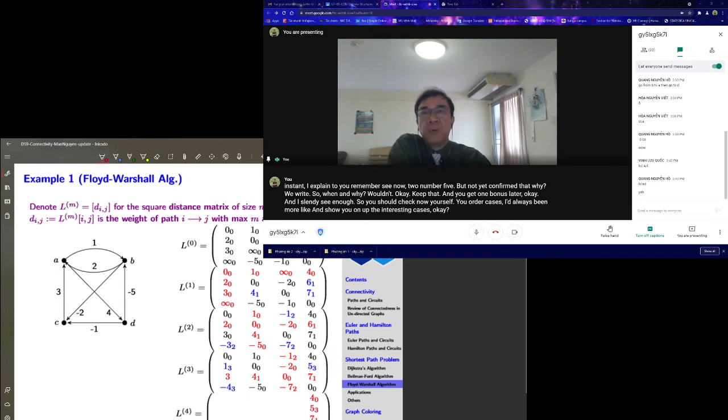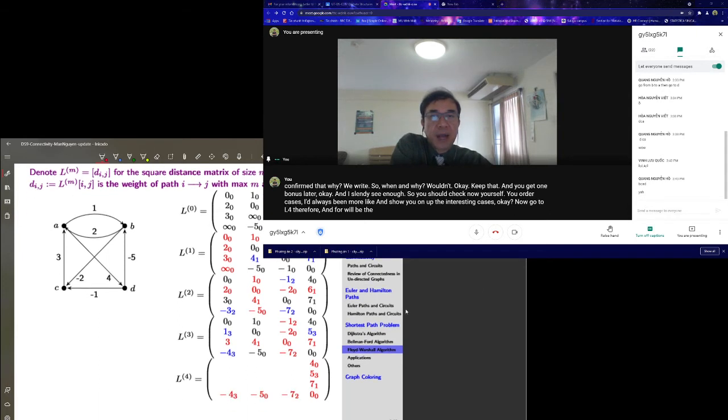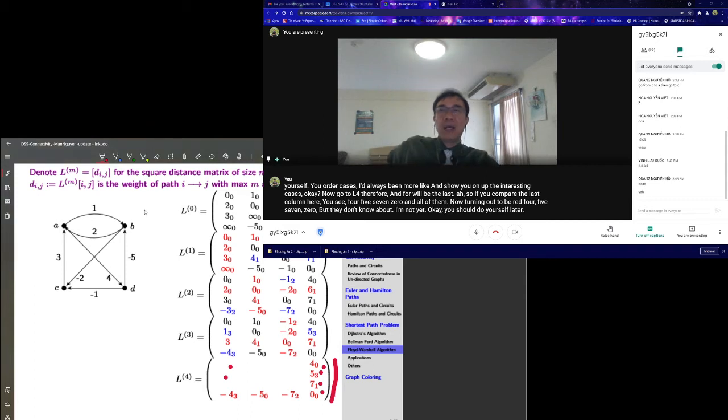Now move to L4. L4 will be the last. If you compare the last column here, you see 4, 5, 7, 0, and all of them now turn out to be red. But the internal parts are not yet. You should do it yourself at home later by the same idea, because I explained carefully from 0 up to 3 arcs. And the algorithm has not yet stopped.